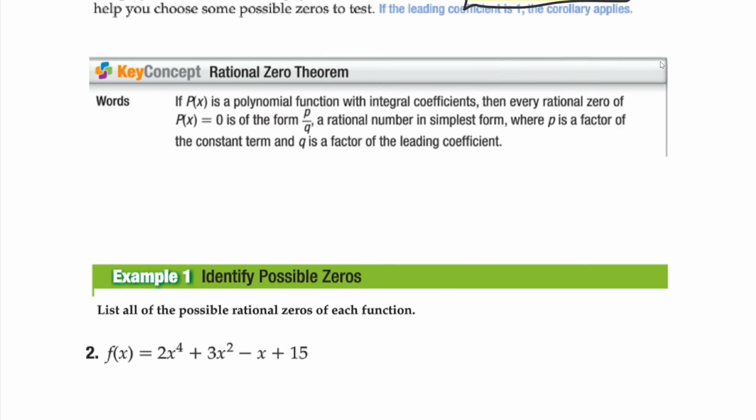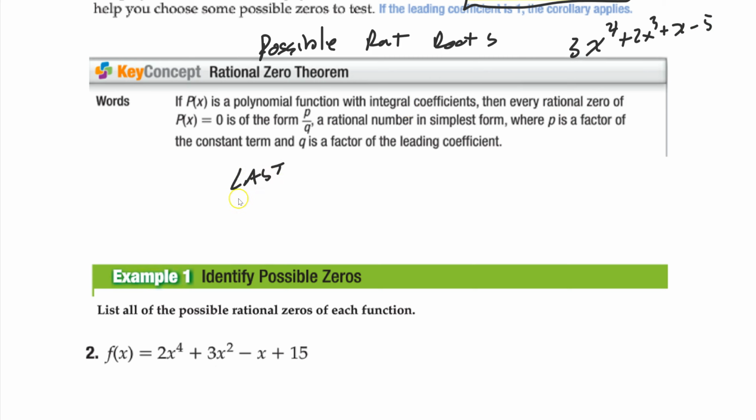So the rational zero theorem says this. The only possible roots, so these are possible, it helps you find possible rational roots, come from when you put the last term. So let's do this example. Let's give you 3x to the fourth plus 2x cubed plus x minus 5. And when you put the last term, the factors of the last term over the factors of the first term.